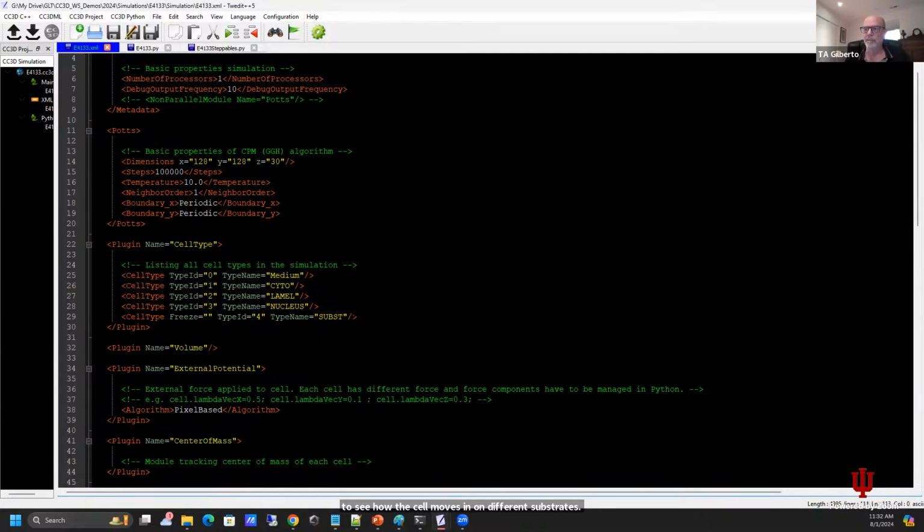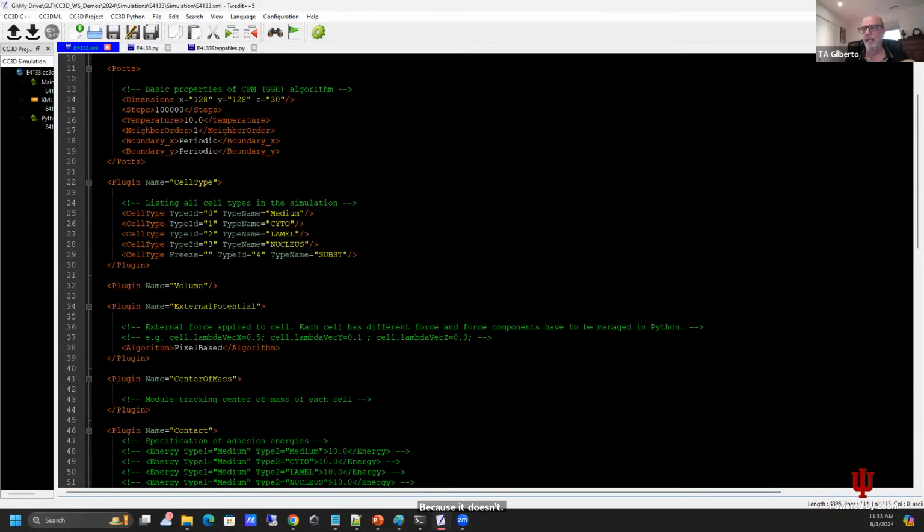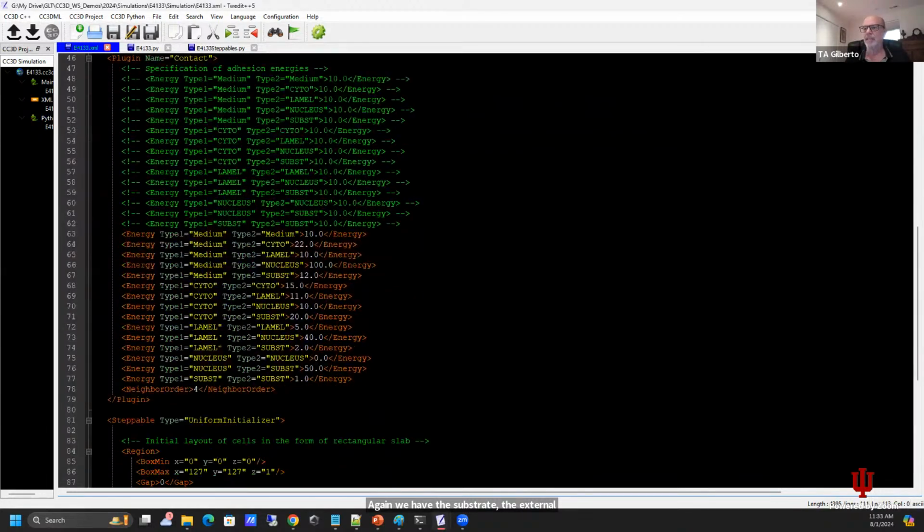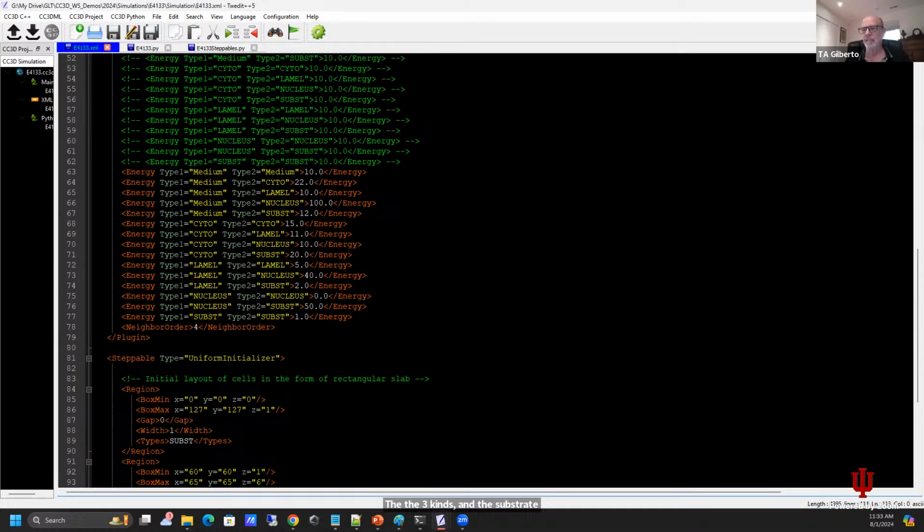And this kind of component is frozen because it doesn't flip over the cell, if you want. Again, we have the substrate, the external potential, the adjusted energies. Now we have the extra type here. We have to adjust again the contact energies between the 3 kinds and the substrate, and so on.